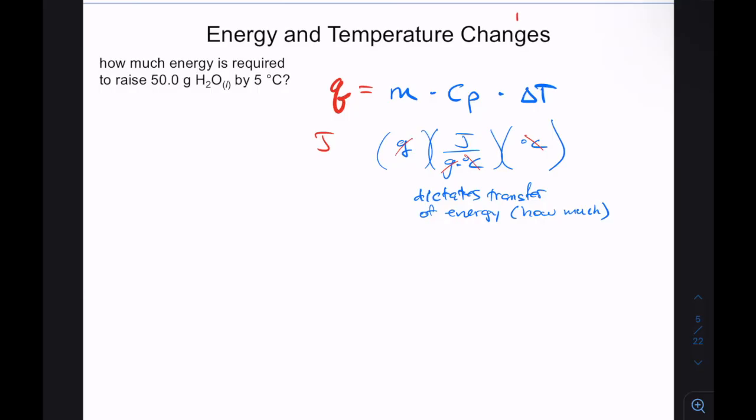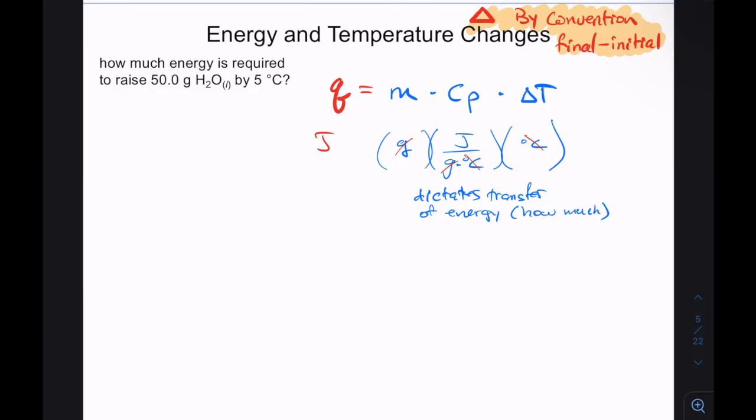And by convention, all of these deltas, I should have said this earlier, delta by convention is always going to be final minus initial. So anytime we have a delta something, in this case delta T, it's the final temperature minus the initial temperature. If it's delta H, it's the final minus the initial, and so on and so forth.